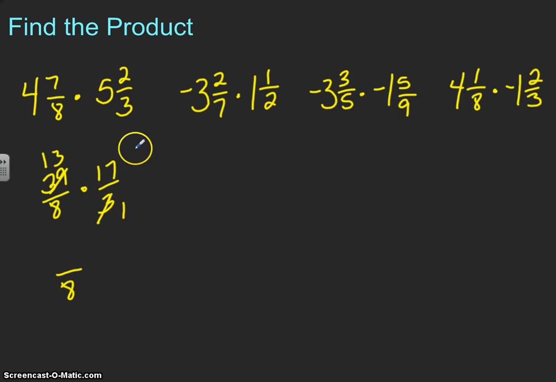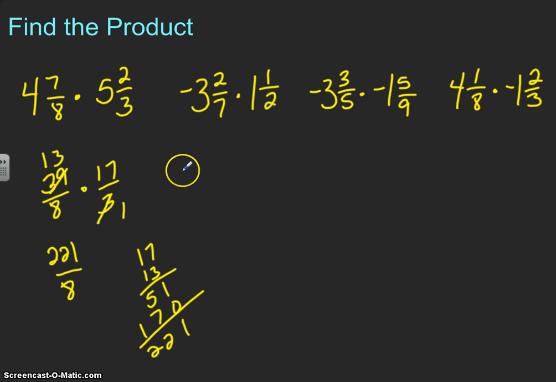8 times 1 is 8, 13 times 17, we're going to have to multiply that out. Let's multiply that right here. 7 times 3 is 21. That's going to be 51, then 0, then 1 and 7 here. That's a 1, that's a 2, and that's a 2. We get 221.